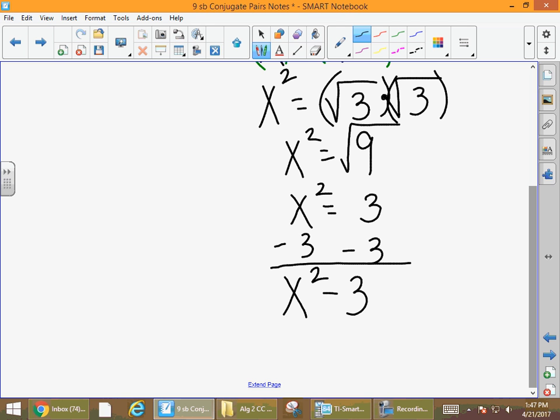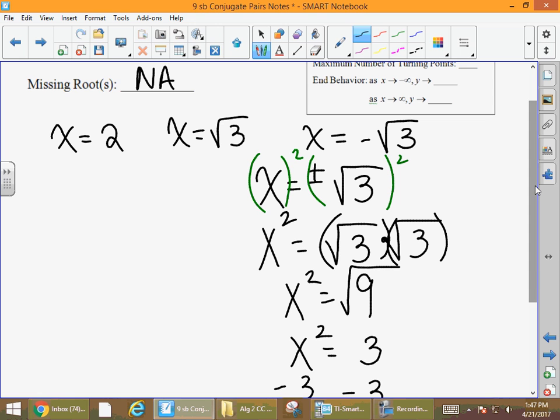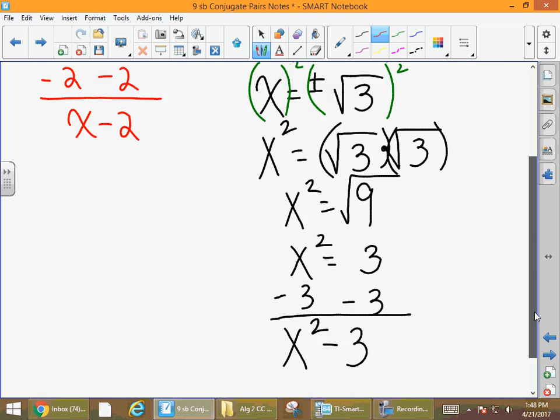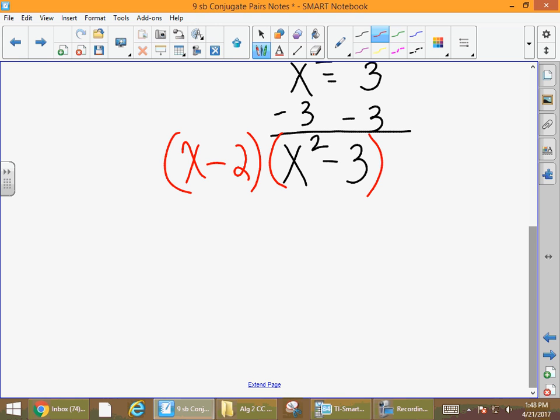But there was one more part to this problem. x equals 2. So let's subtract 2 from both sides. We get x minus 2. And then we're going to multiply that x minus 2 times the value that we just got. So we FOIL.